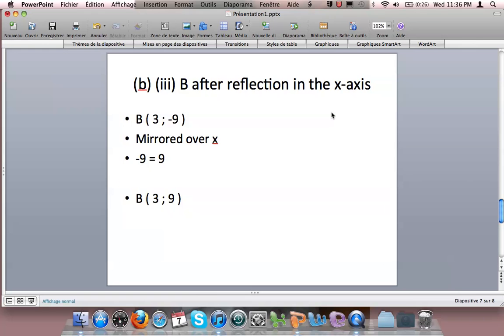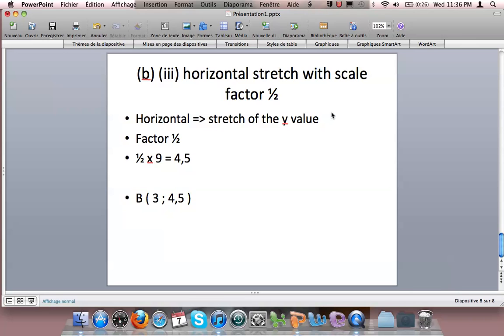So B is (3, 9). And then there's also a horizontal stretch with the scale factor of 1 over 2. So we take the y value, which is 9, and we multiply it by 1 over 2. So that equals 4.5, sorry. And so we have B, its x is 3, its y is 4.5, and that's it.